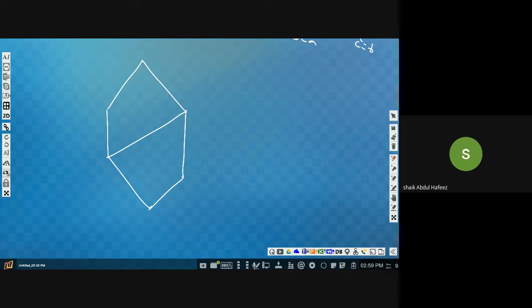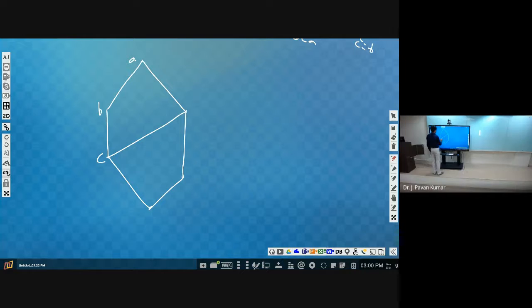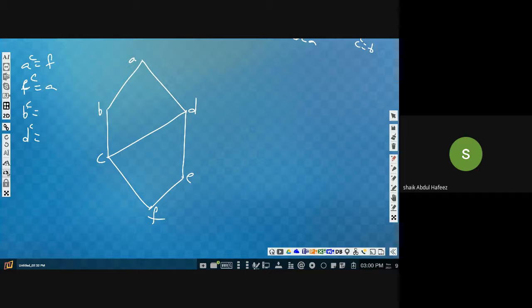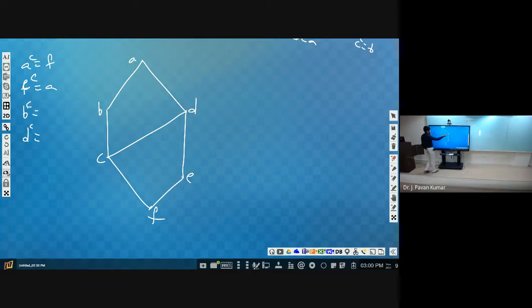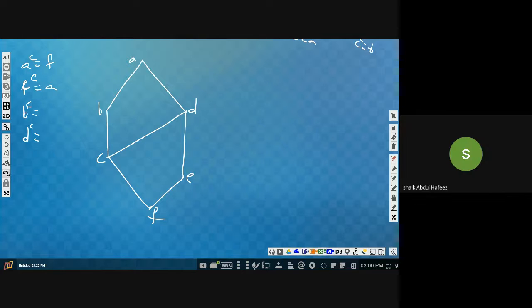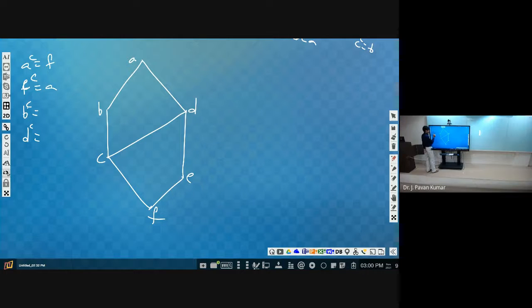Is this distributive or complemented? See once. What is A complement? F. F complement is A. B complement? D? Directly, B complement will not be D. Why? Because B meet D is C only. It should be F. Yes or no? E, sir. B complement is E.